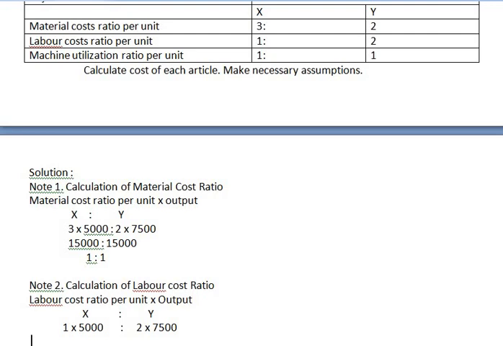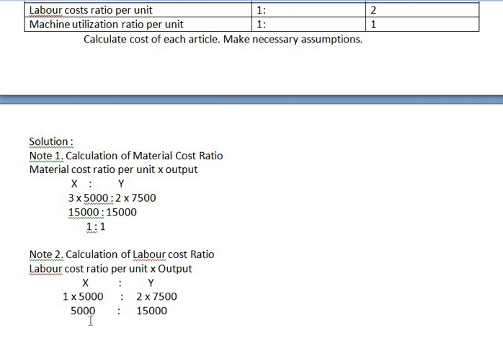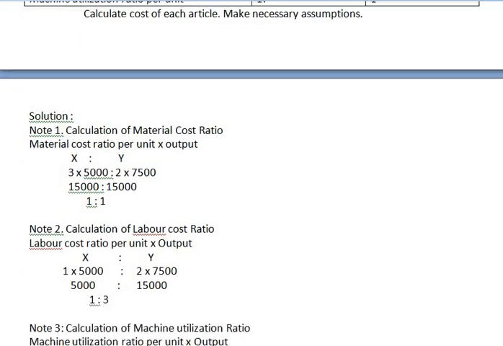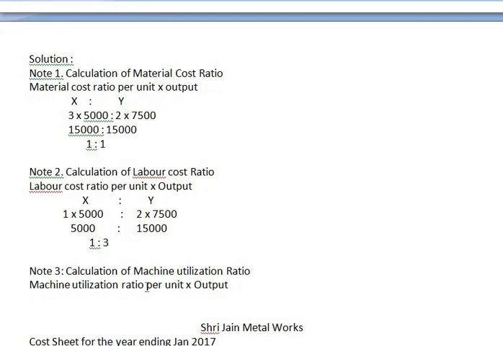Now next, so this is 5,000 and this is 15,000. Quickly find out the ratio. So here the ratio is 1 is to 3.